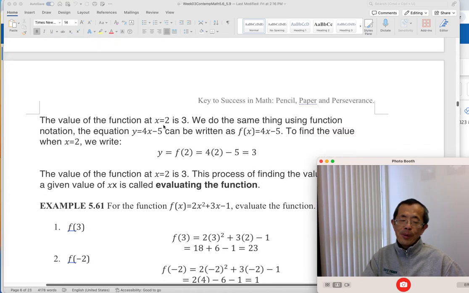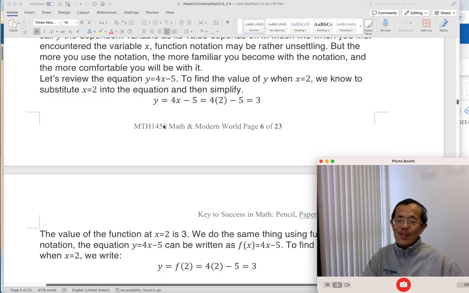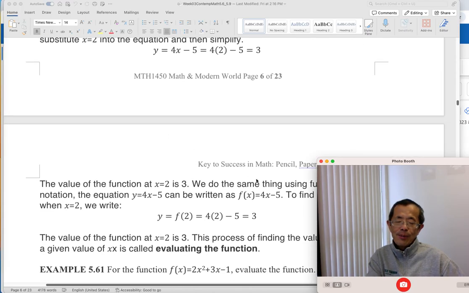Actually, the book did very well. It did try to make it clear. When y is a function of x, we can use the expression directly, or we can use the f of x notation. Y equals f of x. I hope that's clear, right? That should be clear.